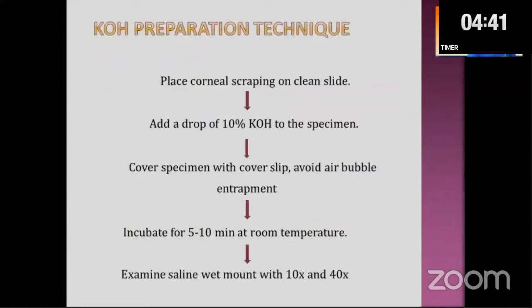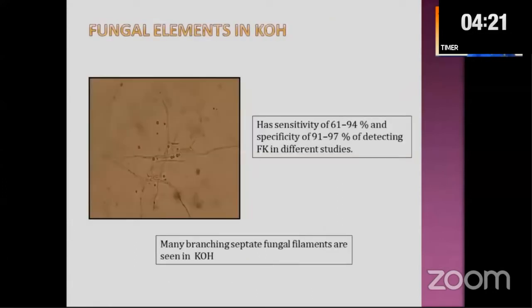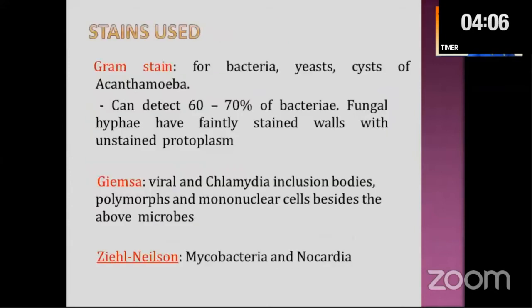To prepare a KOH mount, place the corneal scraping on a clean slide, add a drop of 10% KOH to the specimen, cover the specimen with a cover slip and avoid air bubble entrapment. Incubate it for 5 to 10 minutes at room temperature and examine the wet mount with 10x and 40x magnification. The picture shows the branching septate fungal elements seen in a KOH mount. According to many studies, KOH has a sensitivity of 61 to 94% and specificity of around 91 to 97% in detecting fungal keratitis.